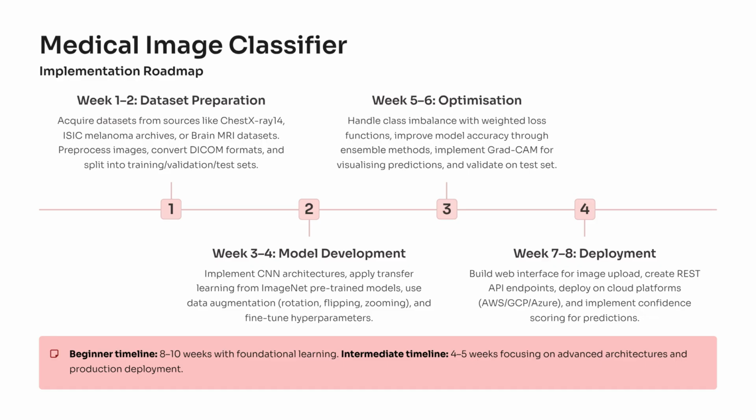After that, you fine-tune hyperparameters, track loss curves, and check model stability using validation sets. The next step is interpretability, where tools like Grad-CAM help you visualize which parts of the image influence decisions, making your model more trustworthy. Finally, you deploy the system by building a simple interface that allows users to upload images and get predictions instantly. Beginners usually need 6 to 8 weeks for the full cycle, while intermediate learners who already understand CNNs can finish in 4 to 5.